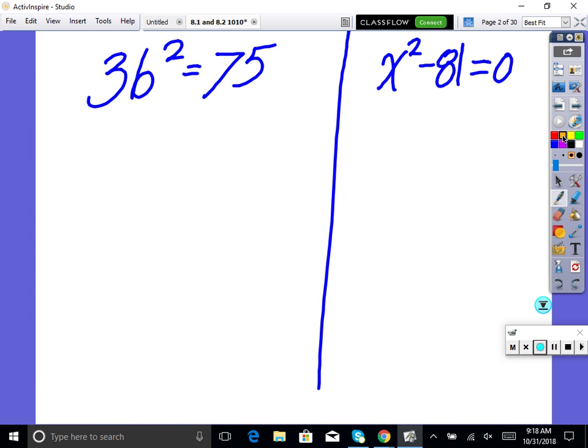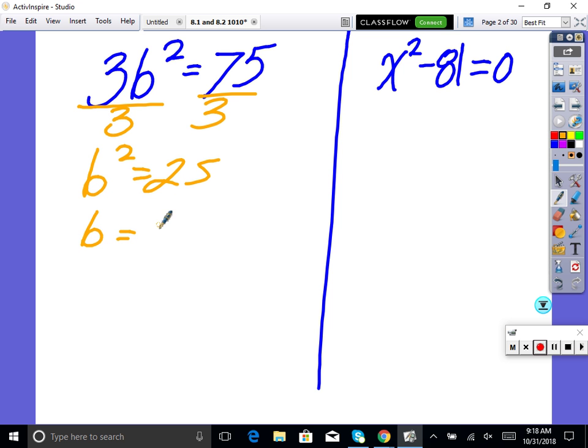So let's keep going with this. Before we take a square root, what do we need to do here? Get it by itself. Yeah, get it by itself by dividing by 3. So then we'd have b squared equals 25. So then we would have b is equal to what? Plus or minus 5. Right here, x is equal to plus or minus 9. Good.